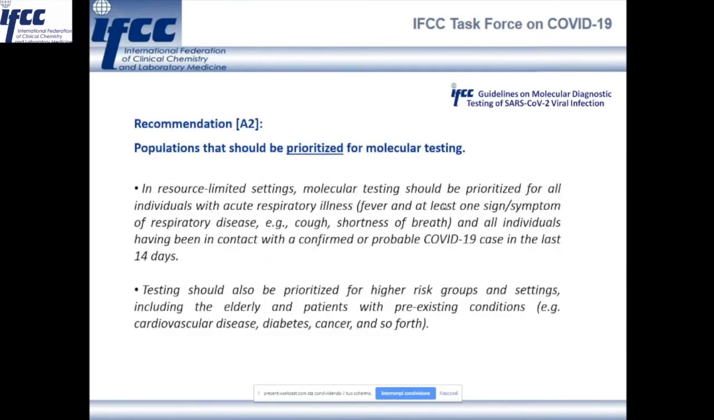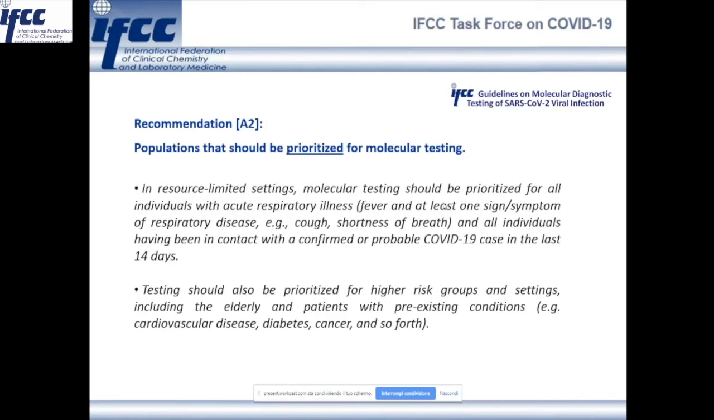Another IFCC recommendation is then focused on identifying specific parts of population that should be prioritized for molecular testing, classified according to resource availability. Therefore, in resource-limited environments, molecular testing shall be prioritized in all those individuals presenting with acute respiratory illness, especially with fever and at least one sign or symptom of respiratory disease, such as cough or shortness of breath, as well as in all those subjects who have been in strict contact with confirmed or probable COVID-19 cases during the past 2 weeks.